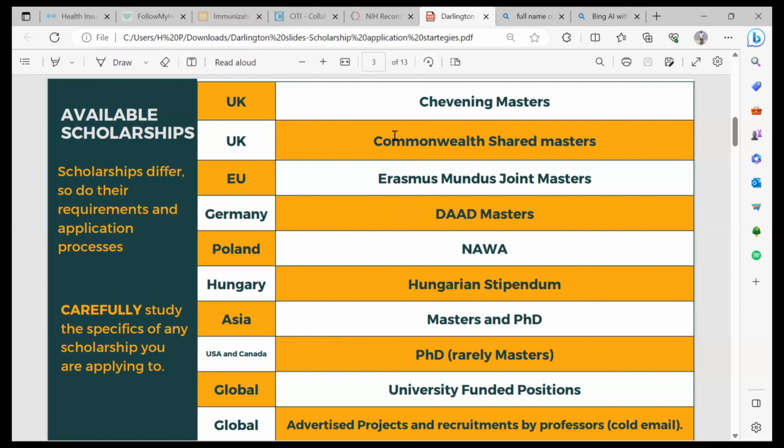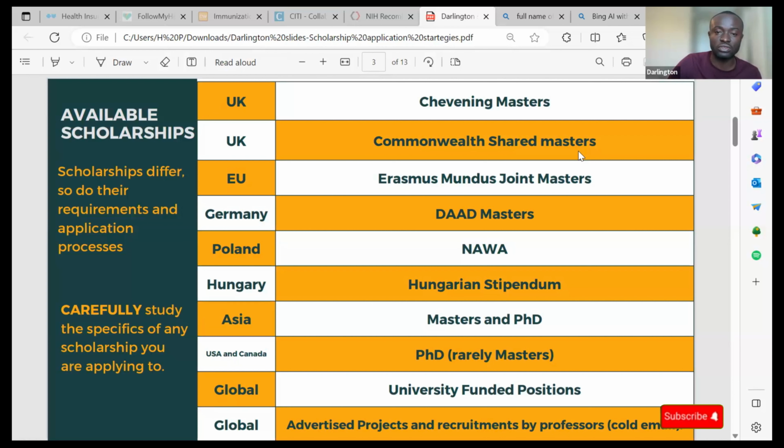Also in the UK, you have the Commonwealth Shared Master Scholarship. It's similar to Chevening because it's in the UK. It's sponsored by the Commonwealth Commission and the school that you're going to attend, so that's why it's called the Shared Masters. The Commonwealth Commission pays half of the fees, I don't know if it's exactly half the proportion, and the school also brings part of the proportion. So you cannot apply to Chevening the same way you apply to the Commonwealth Shared Scholarship. It's just not possible. You need to understand the differences between them, so you know how to apply for each of them.